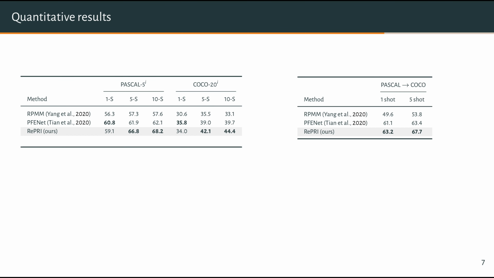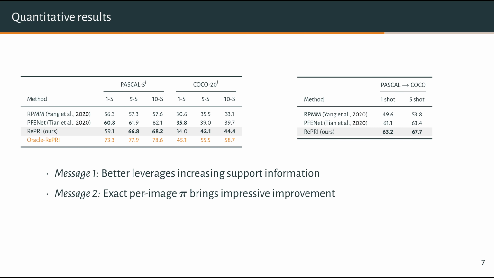Let us now look at the results and try to uncover three main messages. The first is that our method seems to better leverage supervised information from the support. As you can see, the gap with respect to SOTA methods is basically widening as the number of shots increases. Second message is that having access to the exact foreground-background proportion seems to bring impressive improvements with respect to state-of-the-art, which we hope could motivate further research in the future.